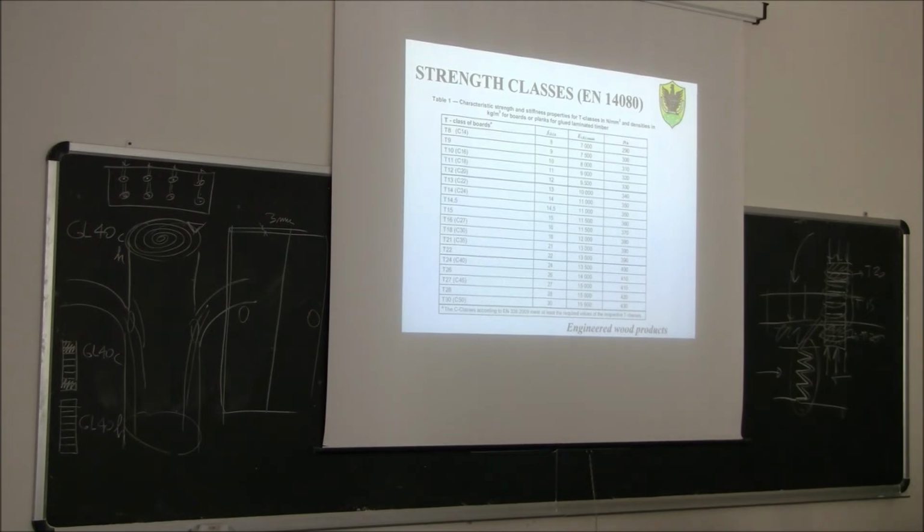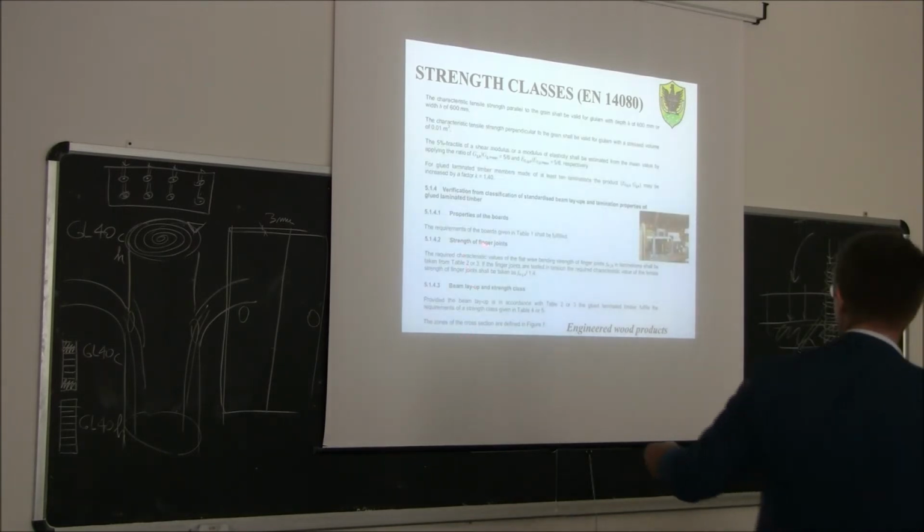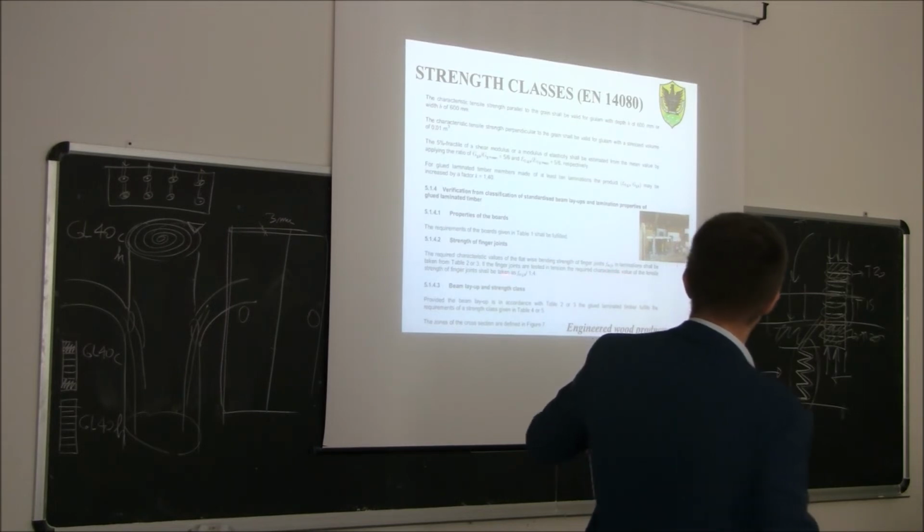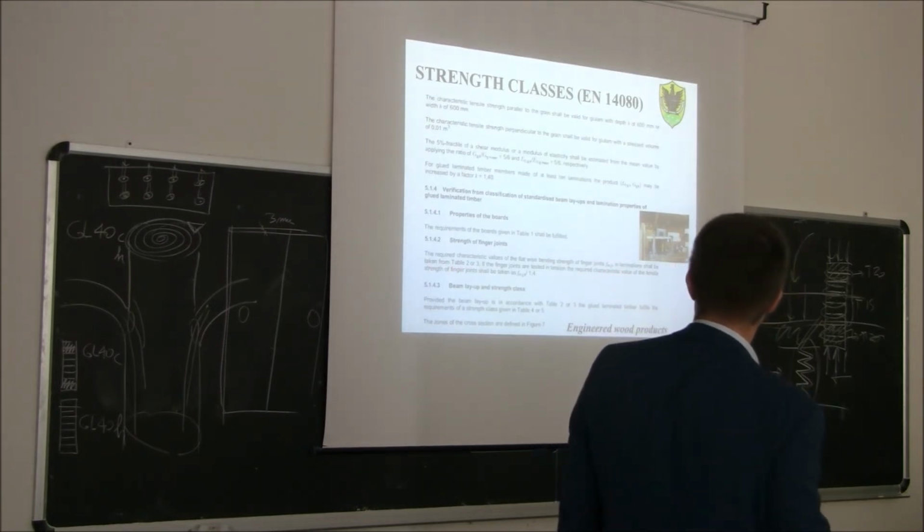So this regulation says, first of all, we need to use boards which are classified and comply with this table here. The producer is going to buy boards that are classified, which will have a stamp showing this kind of strength class on the board itself. Then, strength of the finger joints. The required characteristic value of the flatwise bending strength of finger joints, f_m,j,k, in lamination shall be taken from table 2 or 3.